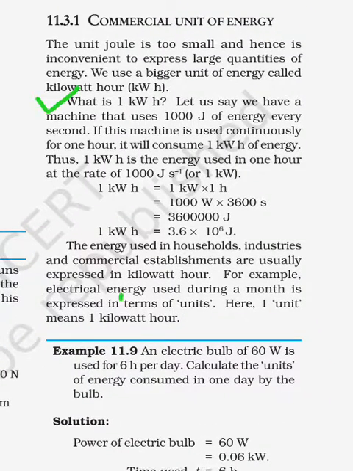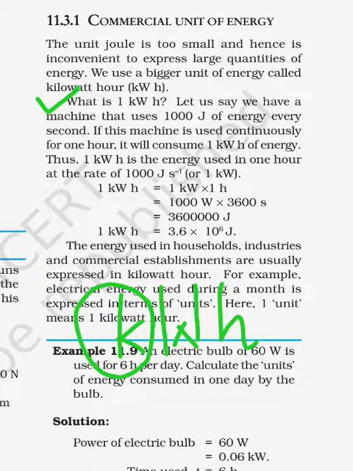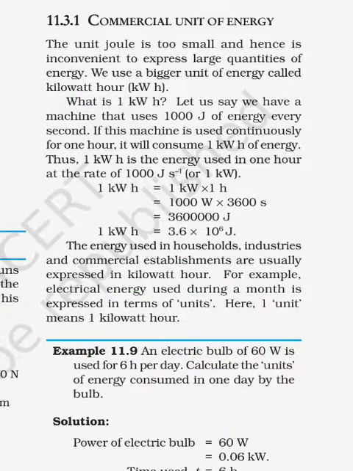Kilo is small, remember, watt is capital, hour is small, because kilo is 1000, not named after any scientist. Watt is capital because it is named after James Watt. Hour is also not named after any scientist. So kilowatt hour. So what is this kilowatt hour?